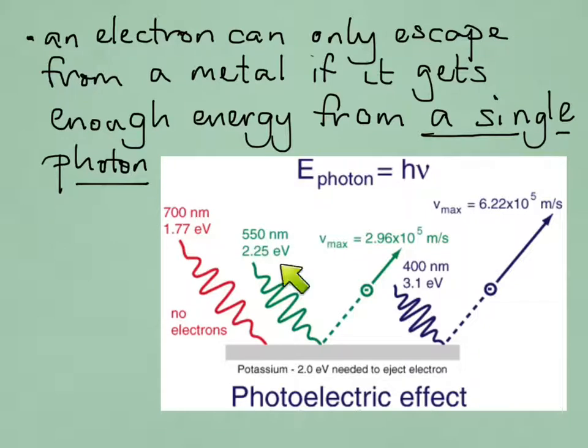This one is 550 nanometers, and therefore has 2.25 electron volts. And that's enough to escape, plus a bit left over, the 0.25, to give it some kinetic energy. Off it goes. An even more energetic photon, a mauve one, 400 nanometers, 3.1 eV, that's 2 to escape, plus 1.1 to turn into kinetic energy. So that would escape faster. That's the general idea.